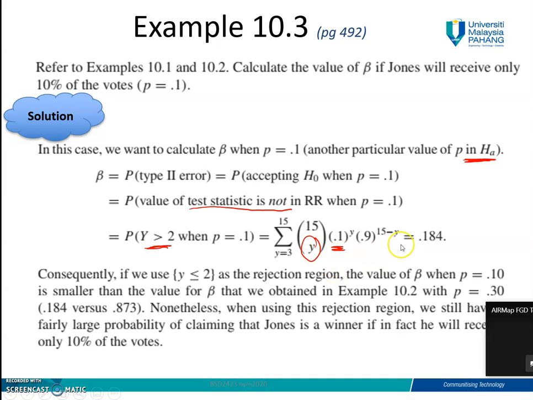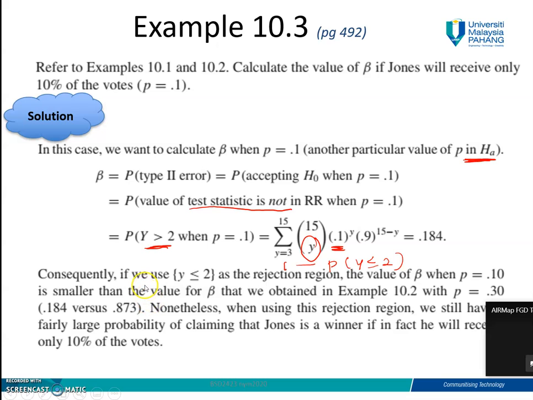Again here you can calculate using the statistical table. You can do it the other way around: 1 minus P(Y less than or equal to 2). This one is easier compared to the other one, where you would have Y equal to 3 plus Y equal to 4, plus Y equal to 5 until Y equal to 15. But this is the other way around: 1 minus P(Y less than or equal to 2). In this example, your P is 0.1, not 0.3. So if you look at the table, you will get 0.184.